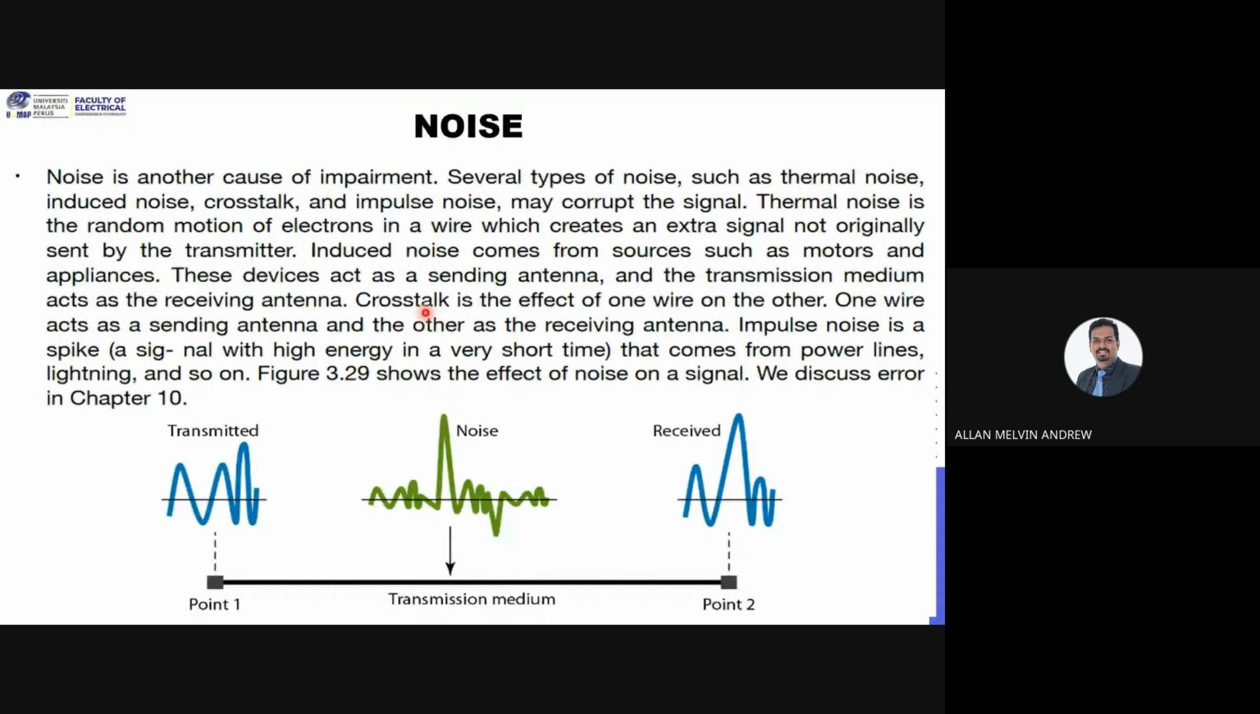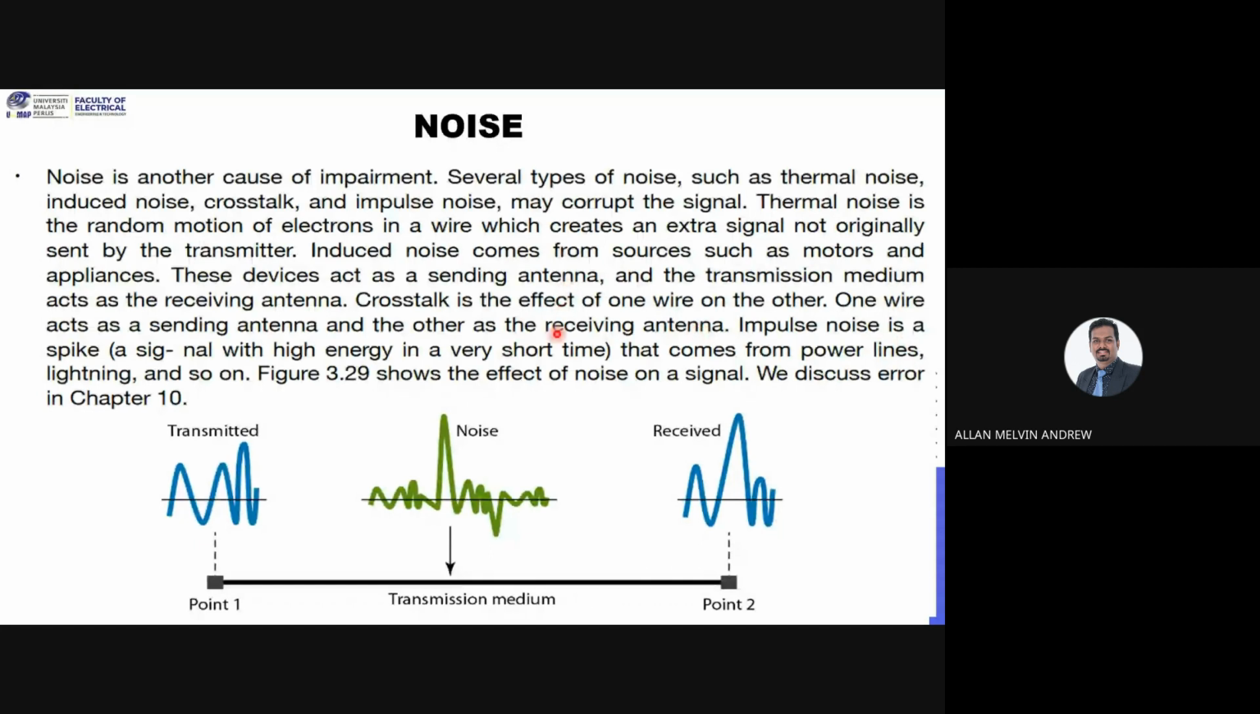So crosstalk, I already explained earlier, is the effect of one wire on the others. One wire acts as a sending antenna and the other as a receiving antenna. So when an effect happens between wires, one will become sending and the other will become the receiving antenna, so it will have some kind of communication. We call it a noise.